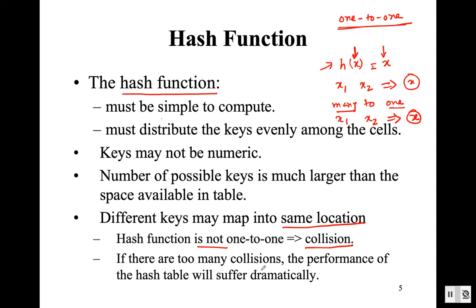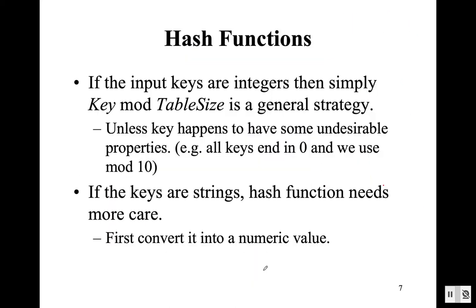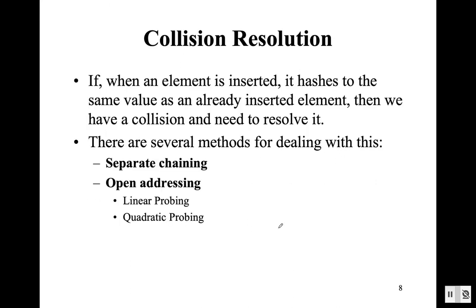If there are too many collisions, the performance of the hash table is not going to be exactly order of 1. It is going to be more than order of 1. It can suffer compared to the constant runtime. Now we are going to see different types of collision resolution, and this is a very important topic in knowing about the hash table data structure. In the next segment we are going to learn about collision resolution.